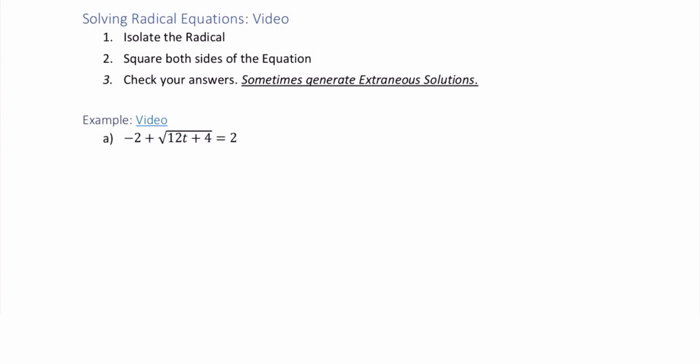The steps to solve a radical equation are: 1. Isolate the radical, 2. Square both sides of the equation, and 3. Check your answer. Sometimes squaring both sides can generate extraneous solutions. In our first example, we want to add 2 to both sides.